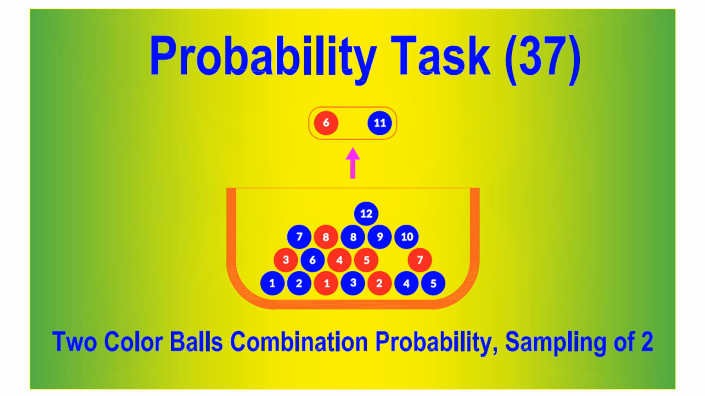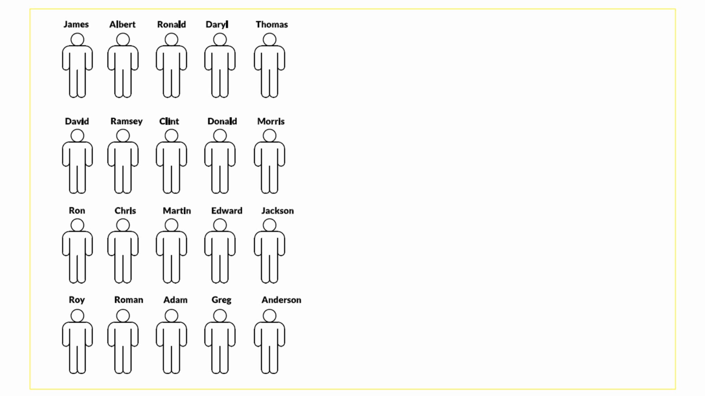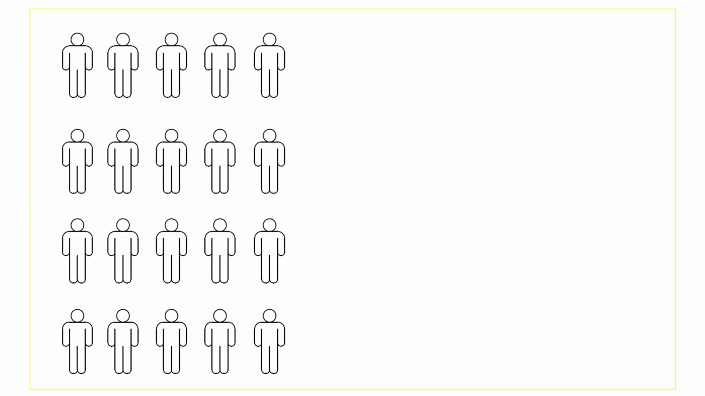In this video, we will study two color balls combination probability for the case of sampling of two only. So let's assume we have a population of 20 persons, and instead of giving them names, we can just give each person a number. So now each person is known by his number rather than his name.